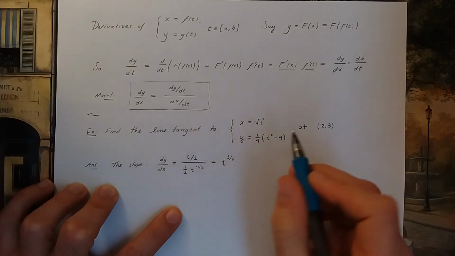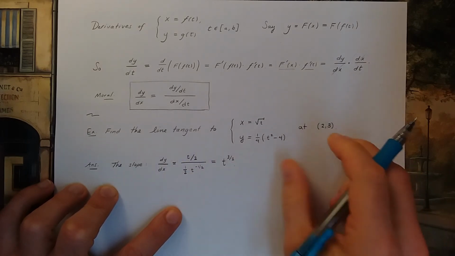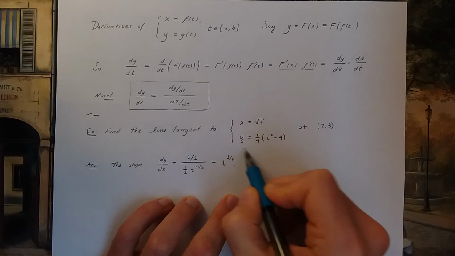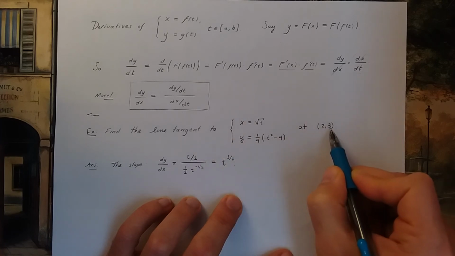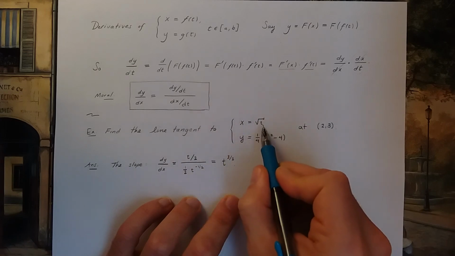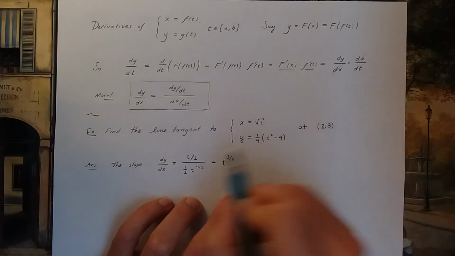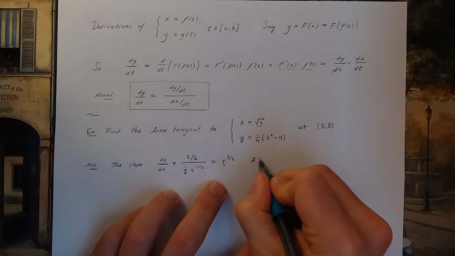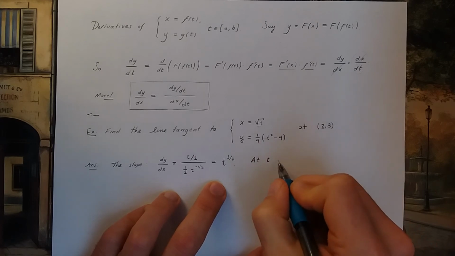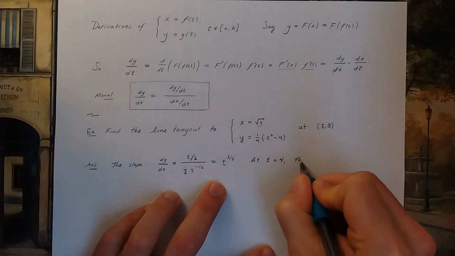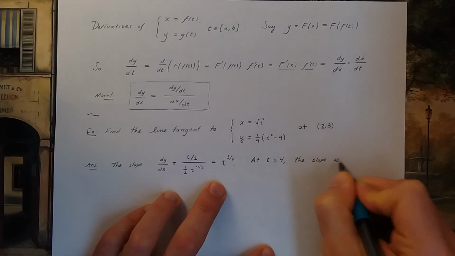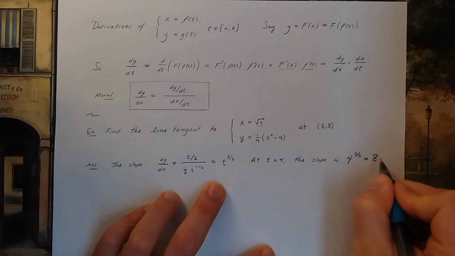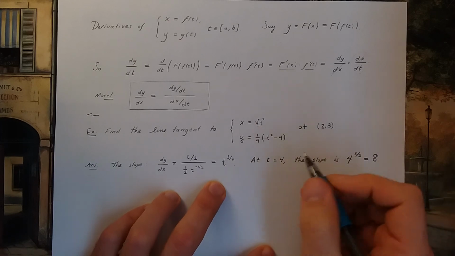So that's the general derivative, but I care about what's happening at this point. Now, how can I get the point (2, 3)? What t value do I plug in for x and y to give me the point (2, 3)? Well, if you look, the x value has to be 2, which I guess means t has to be 4. So at t equals 4, the slope is 4 to the 3/2 power, which is 8. So the slope of my tangent line is 8.